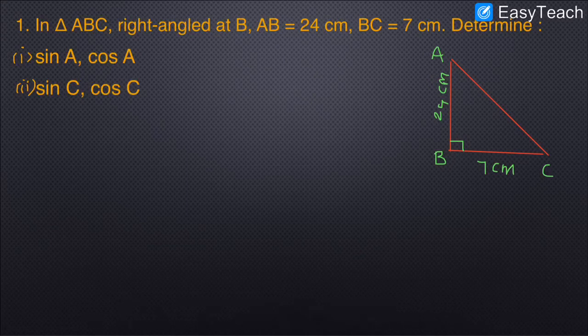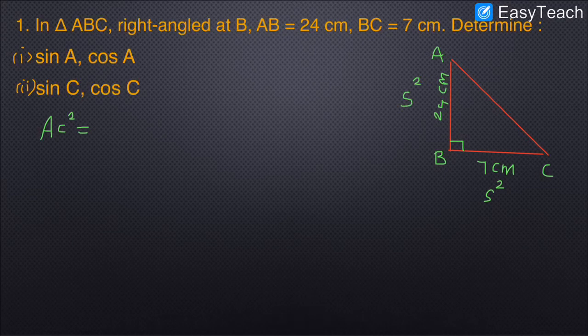The next step, I am going to find AC, then only we are able to find the ratios. The given ratios, sin A, cos A, sin C, cos C, whatever it is, we are able to find only after finding all three values. So here I am going to find AC. To find AC, I am going to use the Pythagoras theorem. So what is the Pythagoras theorem? The hypotenuse square equals one side square plus another side square.